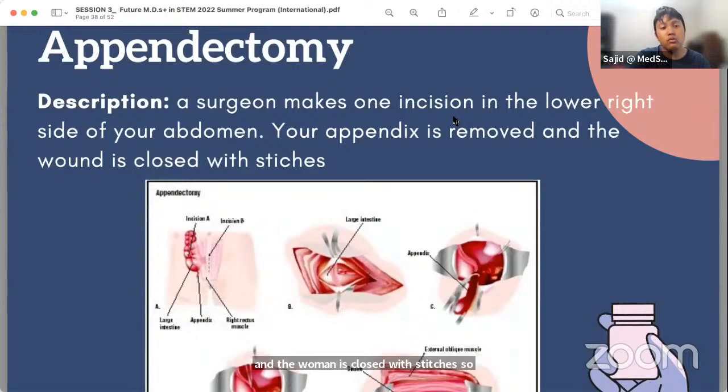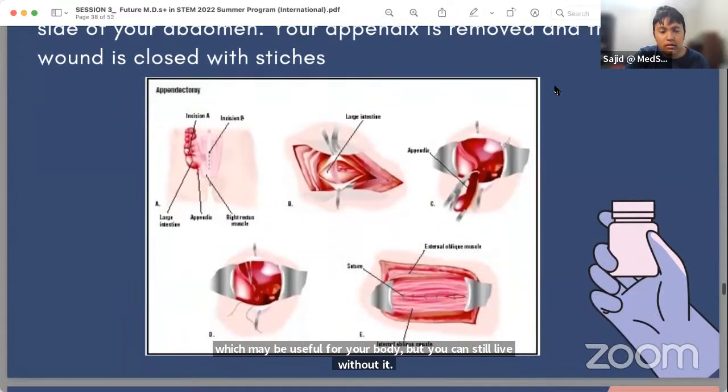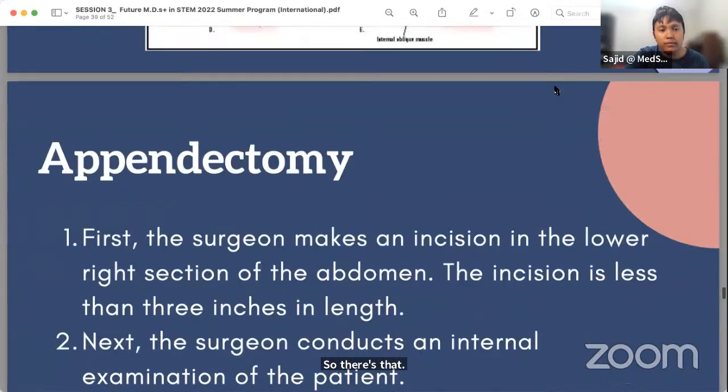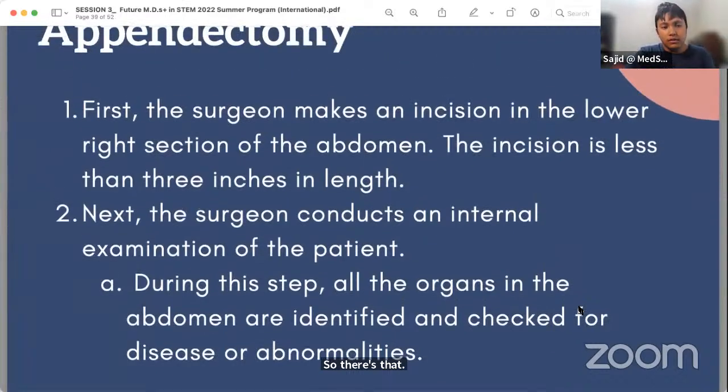As you probably know, you can live without your appendix. Your appendix isn't totally useless. Recent research has shown that it stores good bacteria, which may be useful for your body, but you can still live without it. So there's that. The first step in the procedure is the surgeon makes an incision in the lower right section of the abdomen, where your appendix is located. The incision is less than 3 inches in length, because the appendix isn't that big, to get it out.